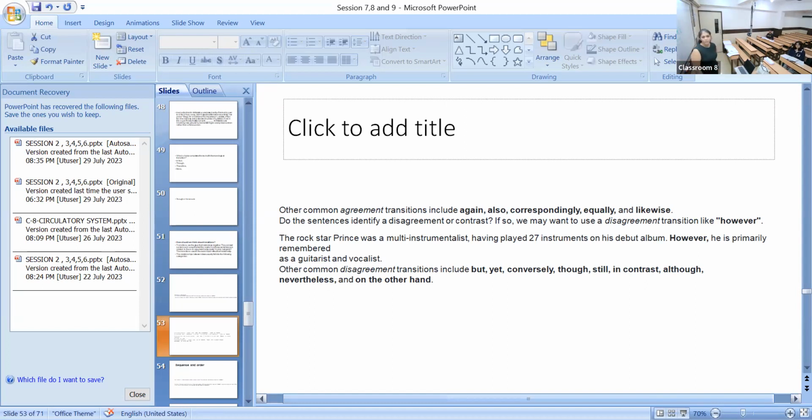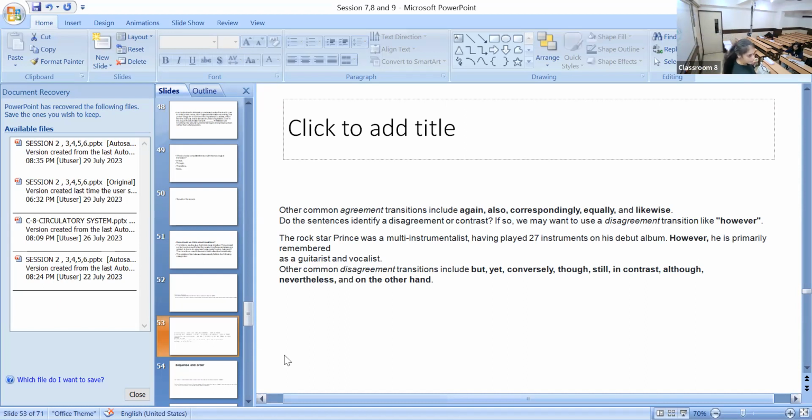Clear? Then I'll go back to the question after discussing sequence and order with you. There's a sequence in the order which you need to follow. But before that, I want you to write the agreement transitions and the disagreement transitions, so that it becomes easy in the exam. I'll ask any of you to read it from the notebook later on. Quickly write down the heading, transitions.